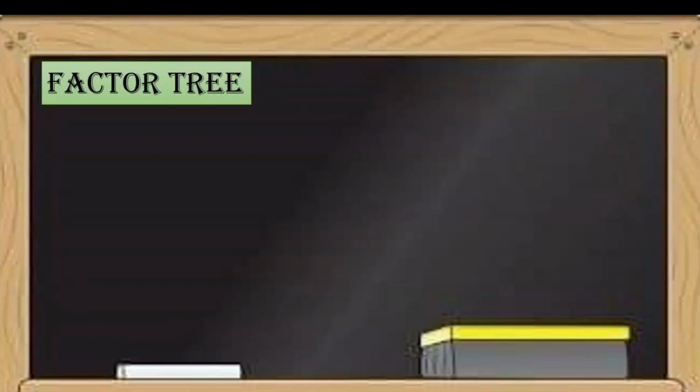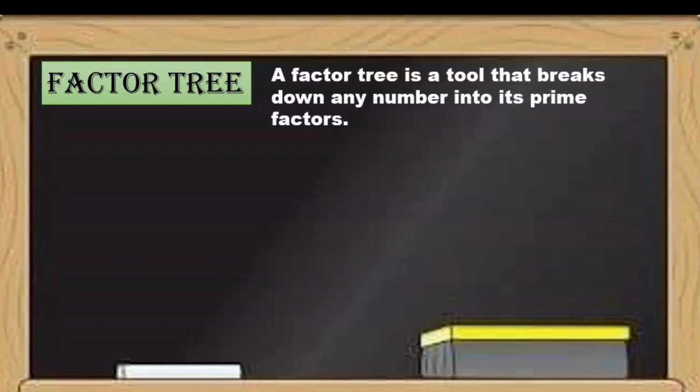Another way is factor tree. A factor tree is a tool that breaks down any number into its prime factors. So let us find again the greatest common factor of 60, 80, and 48 using factor tree.